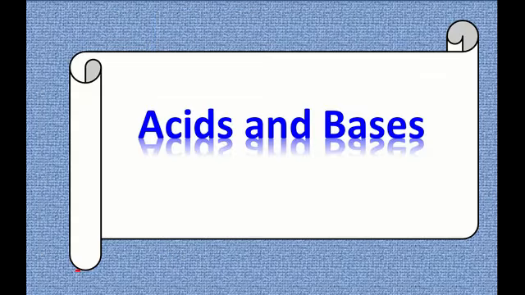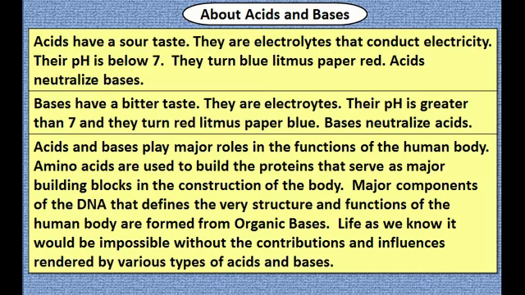Let's start out with a brief discussion of acids and bases. Acids have a sour taste. They are electrolytes that conduct electricity. Their pH is below 7. They turn blue litmus paper red. Acids neutralize bases.